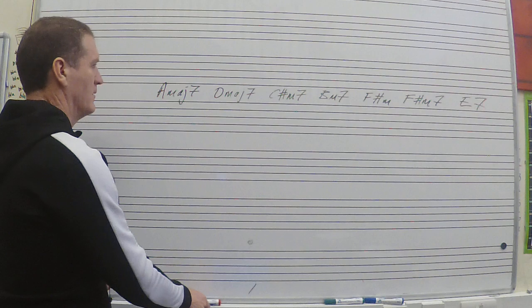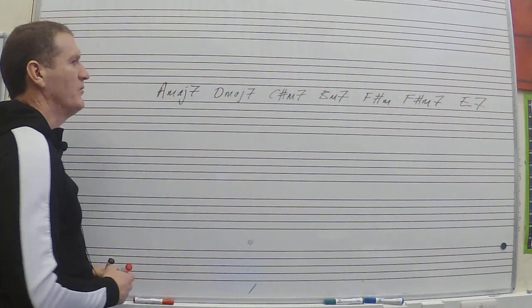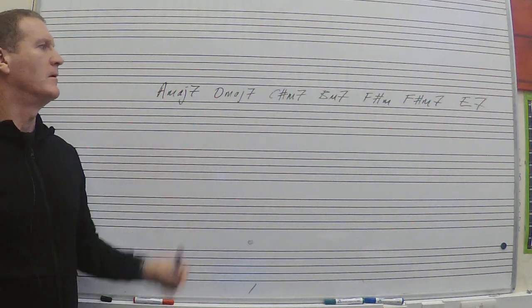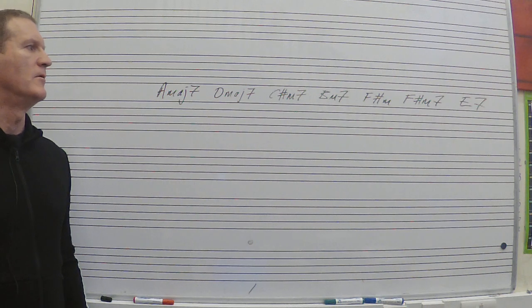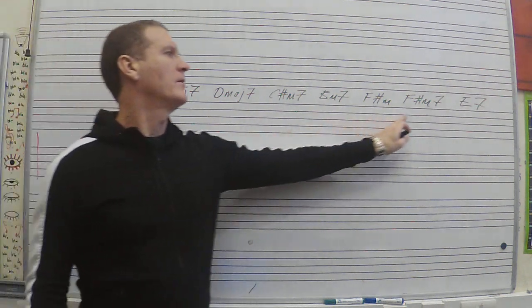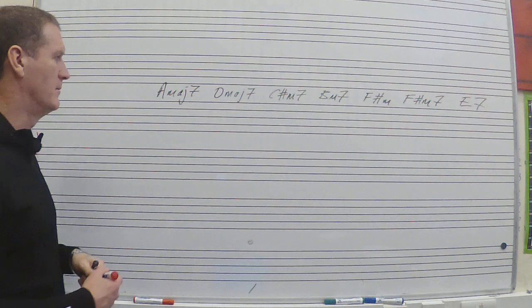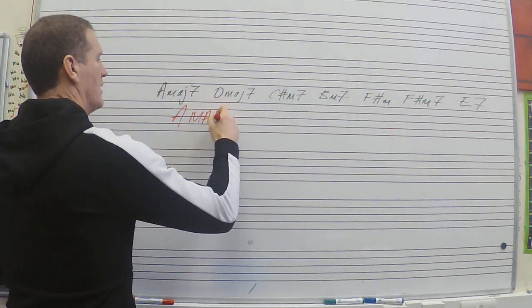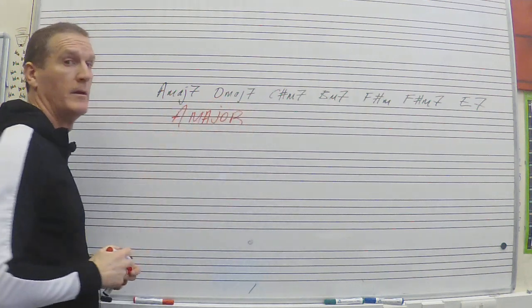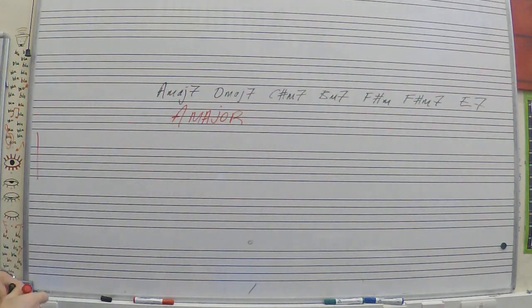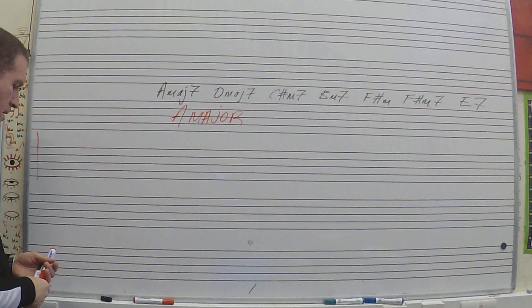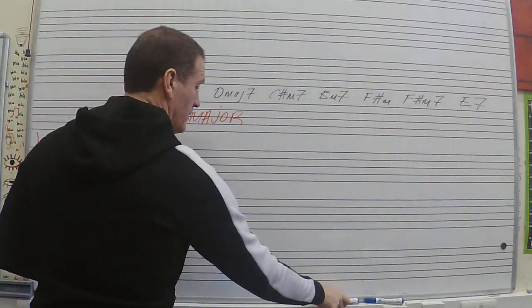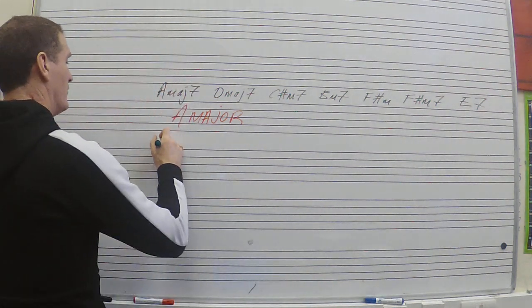And where is he getting the chords? First of all, from playing music for many, many years, I know that all of those chords, just by looking at them, belong to the key of A major. How do I know that? Because in every key, you have 7 chords.